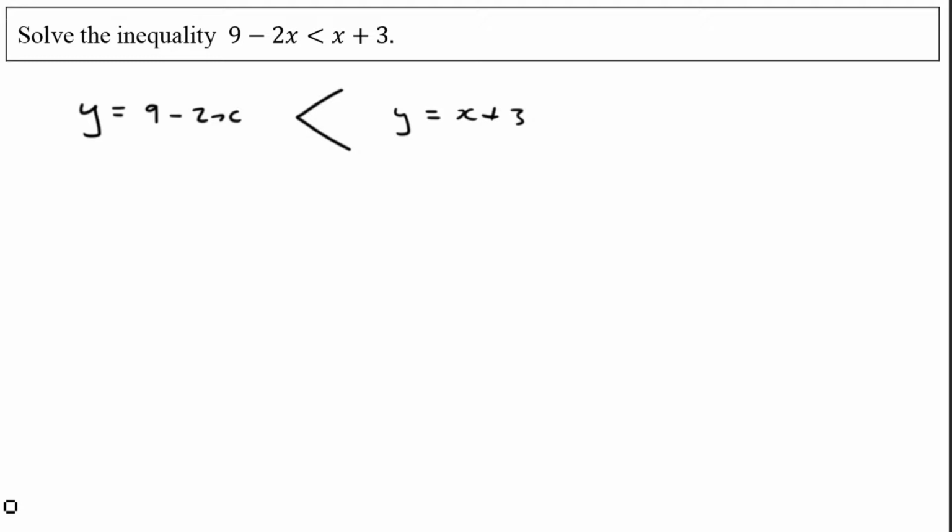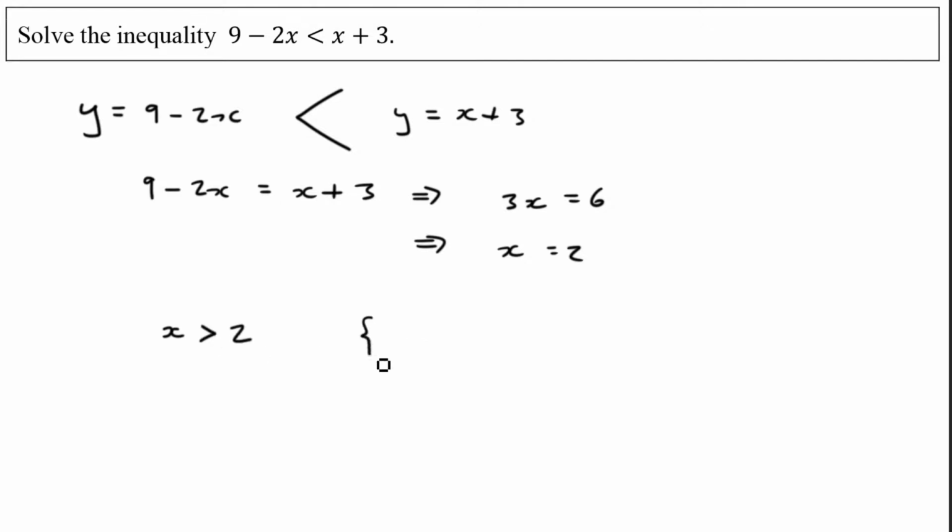So what is that point of intersection? Where is 9 subtract 2x the same as x plus 3? Well, adding 2x to both sides and subtracting 3 from both sides, we will have that 3x is 6, so x is 2, and using the graph we can therefore see that the solution to the inequality is any x value greater than 2, or in set notation, values of x which are greater than 2.